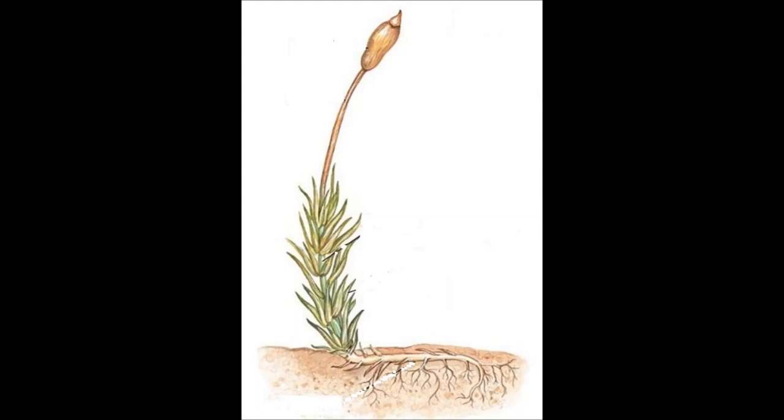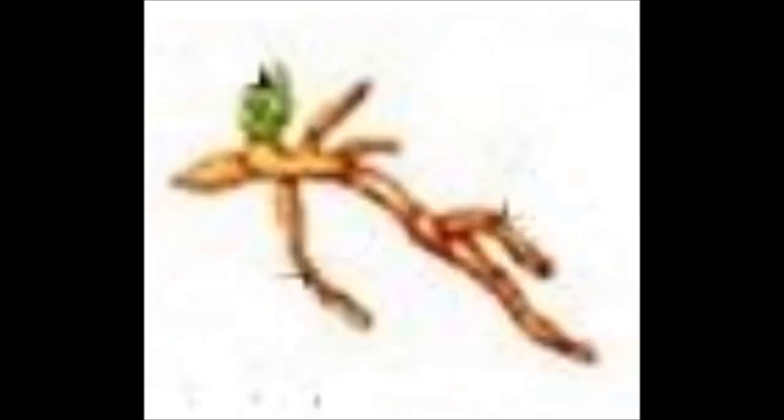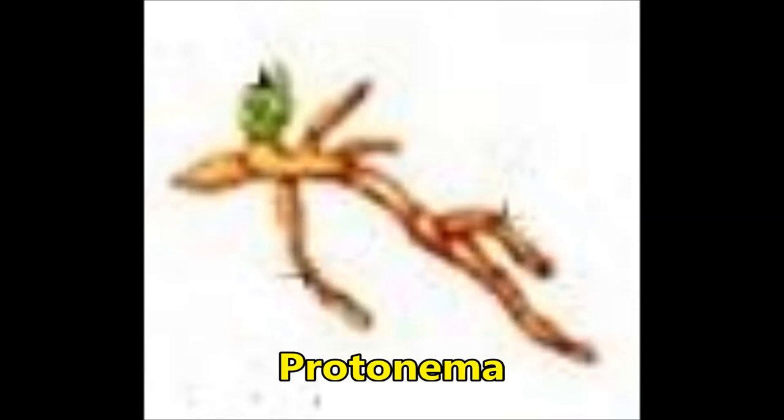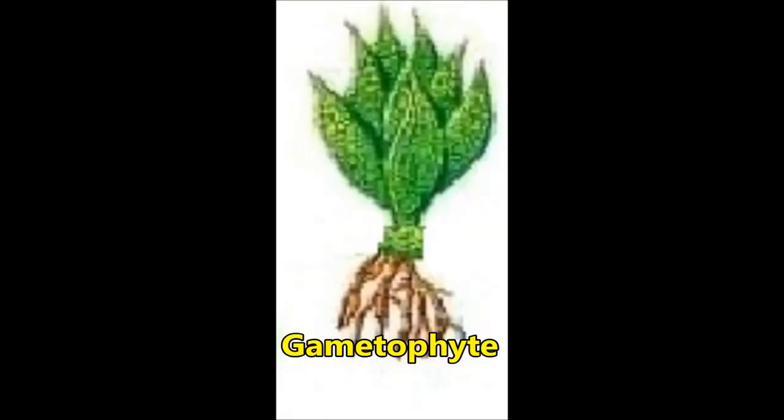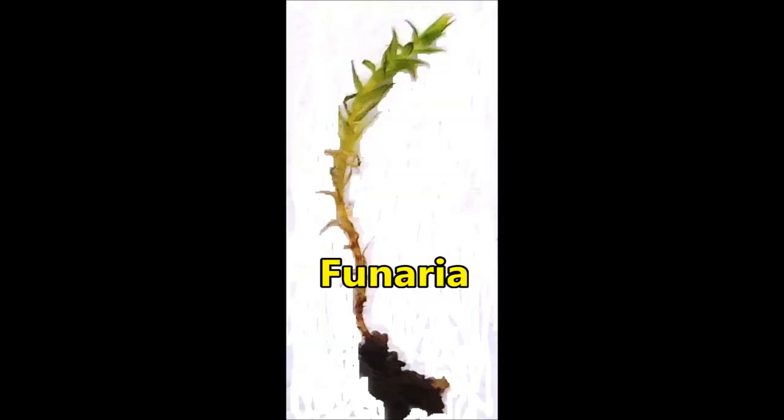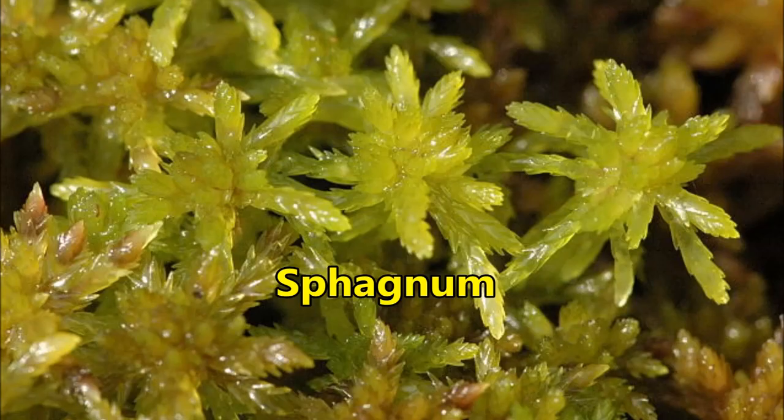Foot anchors the gametophyte and helps to transfer water and nutrients from the gametophyte. Seta, a long erect stalk. Capsule produces spores. Spores are formed after meiosis. When spores fall onto the ground, they germinate into a branching thread-like filamentous protonema. Buds from the protonema grow into leafy male or female gametophyte. Examples: Funaria, Polytrichum, and Sphagnum.